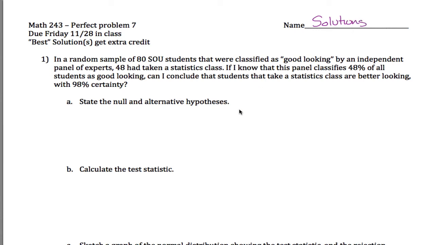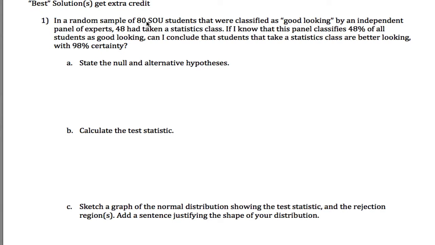All right, here are solutions to perfect problem 7 for Math 243. We're given a random sample of 80 SOU students. In a random sample of 80, so this is my value for n, 48 of these good-looking people had taken a stat class, so this is x. In other words, p hat is equal to 48 divided by 80, which is 0.60.